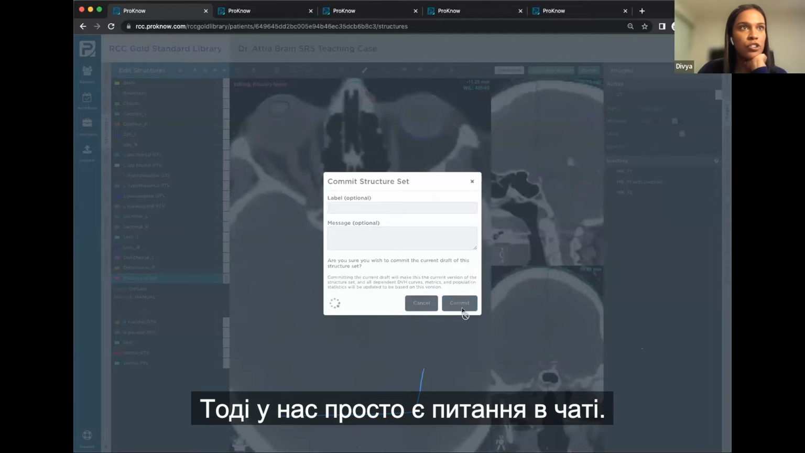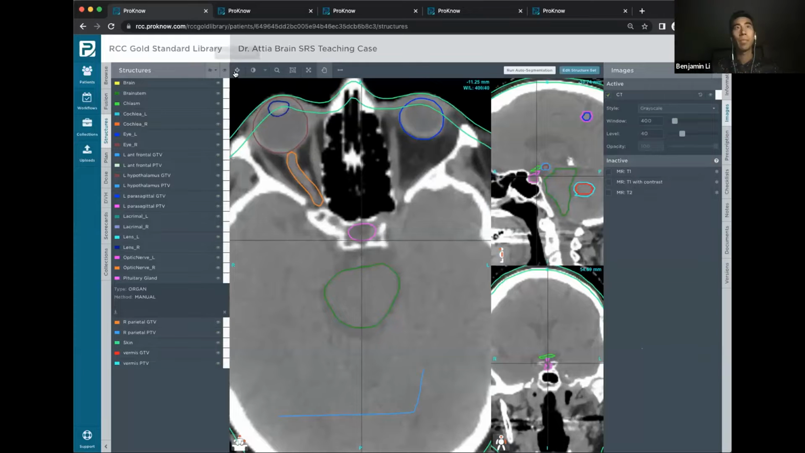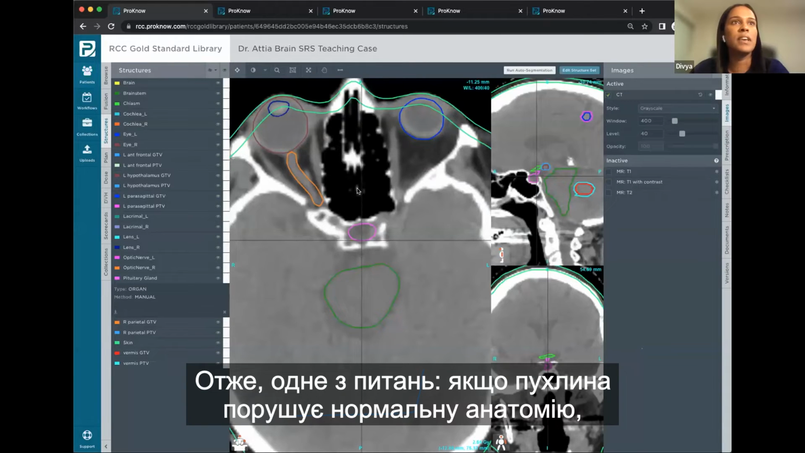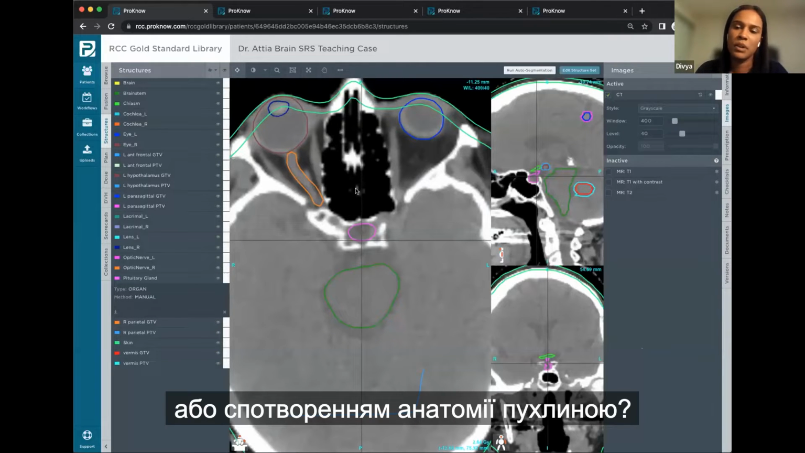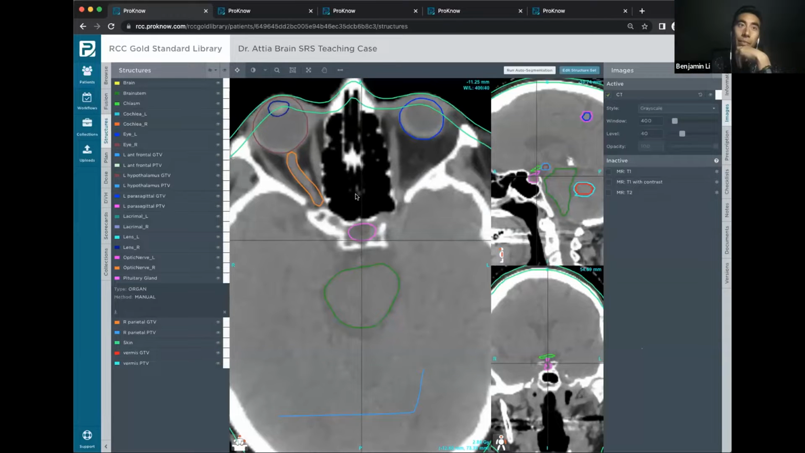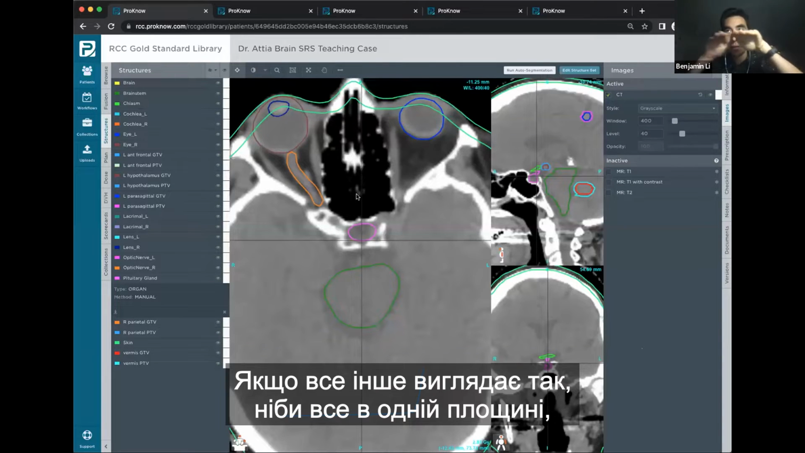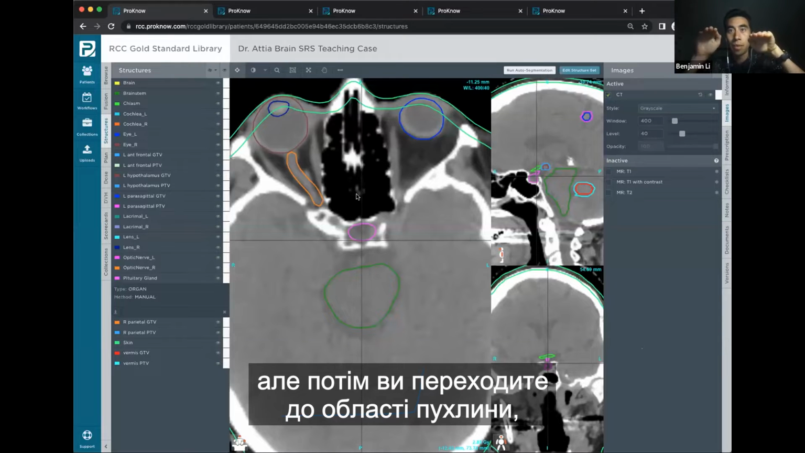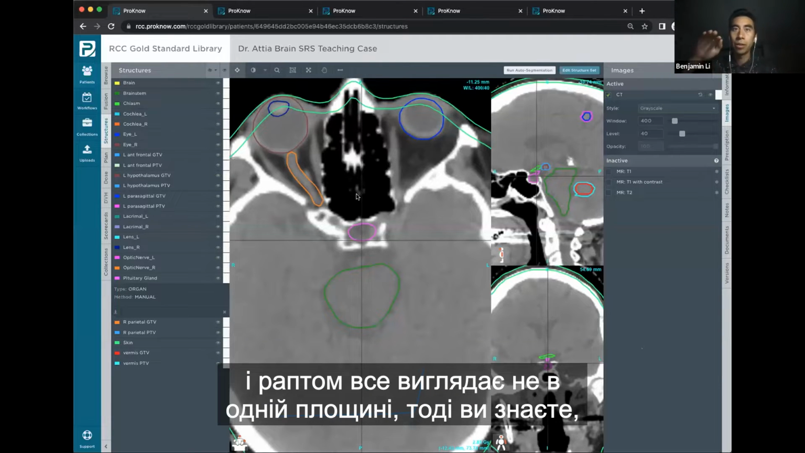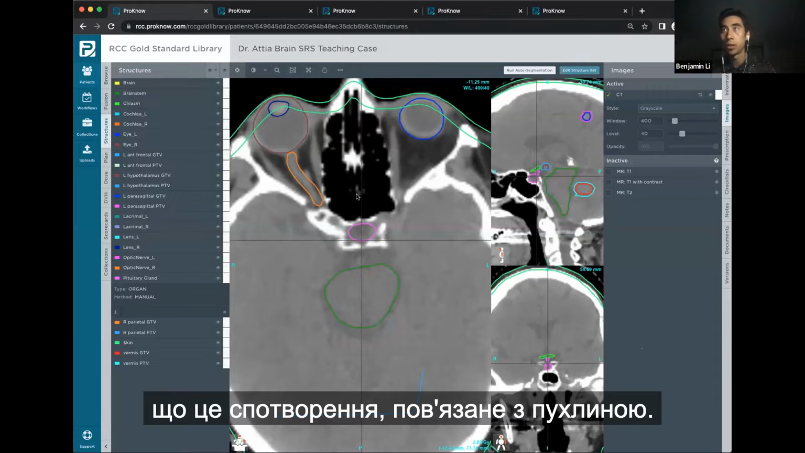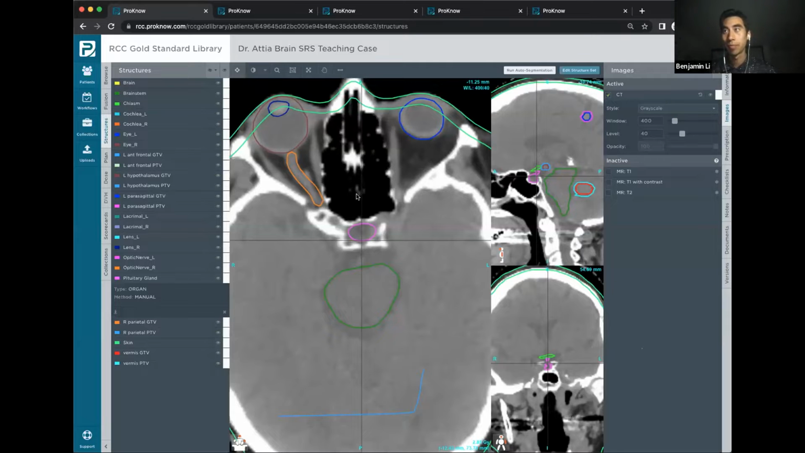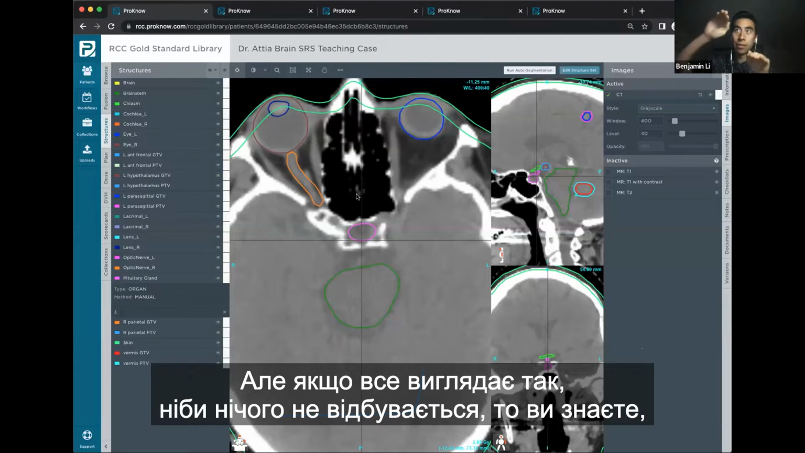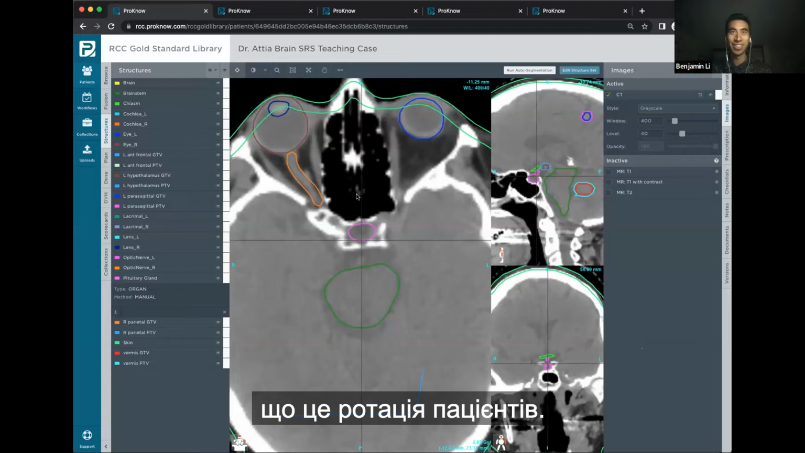Ben, we've just got a question in the chat. One of the questions is, in case a tumor is interfering with the normal anatomy, how would you know that this is due to patient rotation or tumor distortion of the anatomy? If everything else looks like it's the same plane, but then you get down to the area where the tumor is and suddenly things don't look in the same plane, then you know it's distortion related to the tumor. So we'll see that with the head and neck case coming up. But if everything looks like it's off, then you know it's patient rotation.